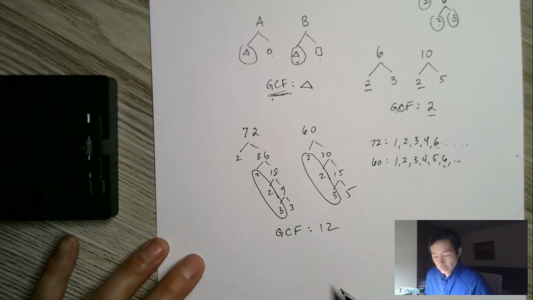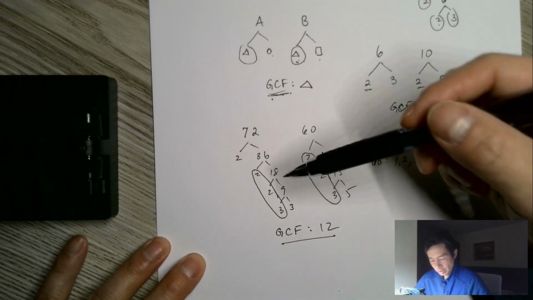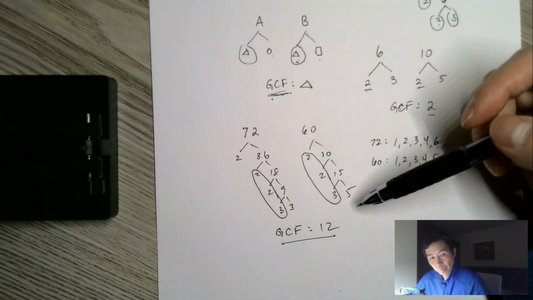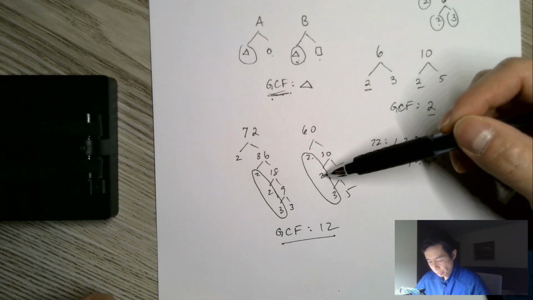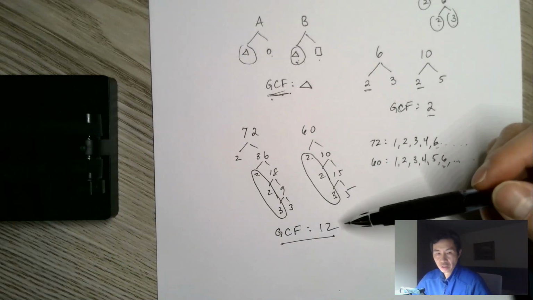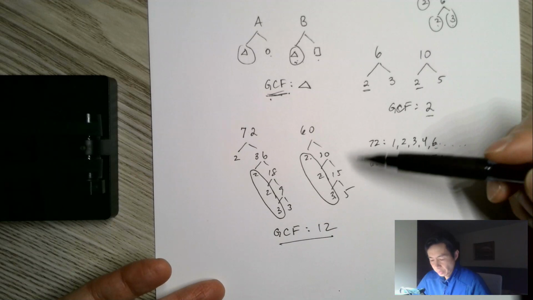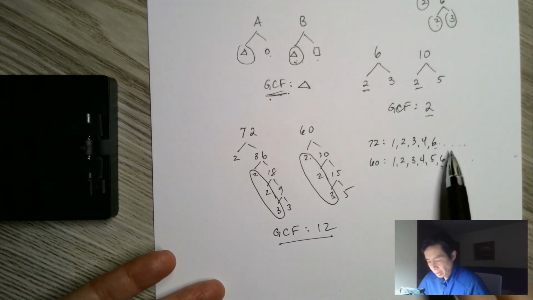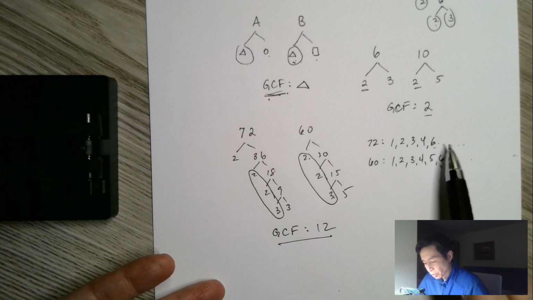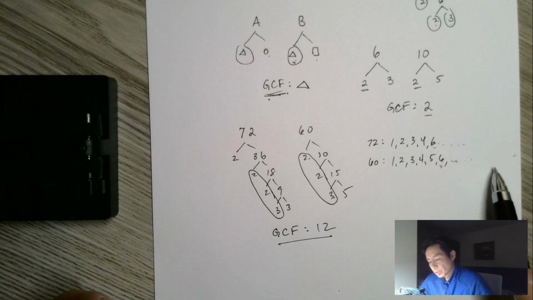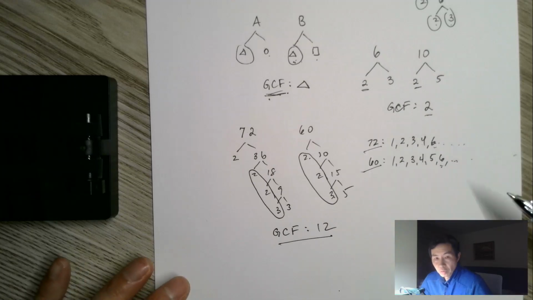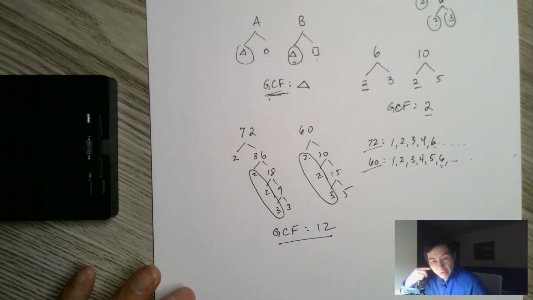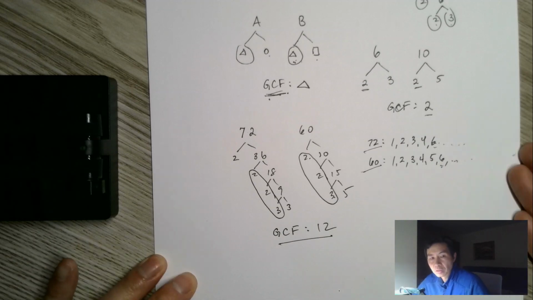And I'm 100% certain it's 12 because I can see the DNA here, and I can see that at most 72 and 60 share 2 2's and a 3. So there's a certainty in the factor tree method that you don't have in the listing method until you list all the individual factors of each number, which can work. I mean, it will work every time, but it's not the most efficient method, because if these two numbers are larger, the GCF might not show up until the very end of the list.